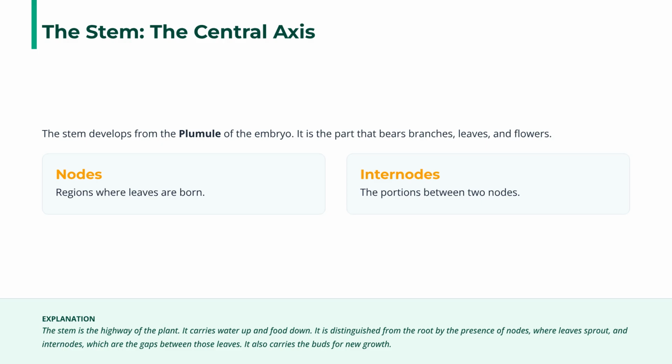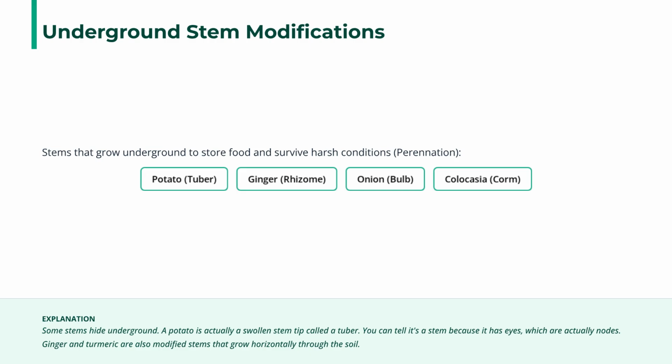The stem, developing from the plumule, is the plant's central axis, bearing branches, leaves, and flowers. It is defined by nodes, where leaves sprout, and internodes, the segments between those nodes. Some stems grow underground to store food and survive harsh conditions. Examples include the potato tuber, which is a swollen stem tip, and the rhizome of ginger, both identifiable by the presence of nodes or eyes.